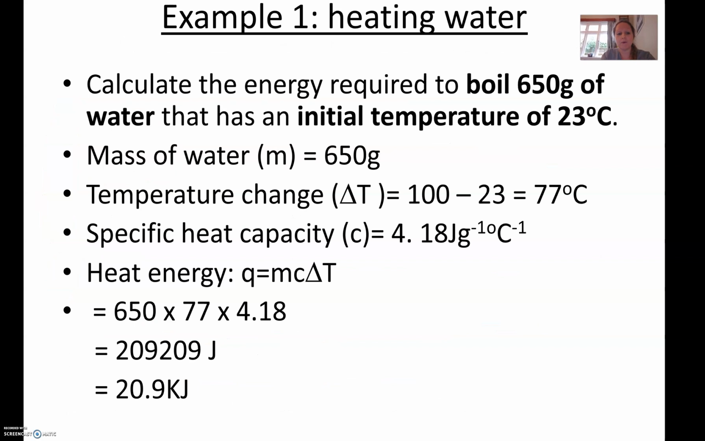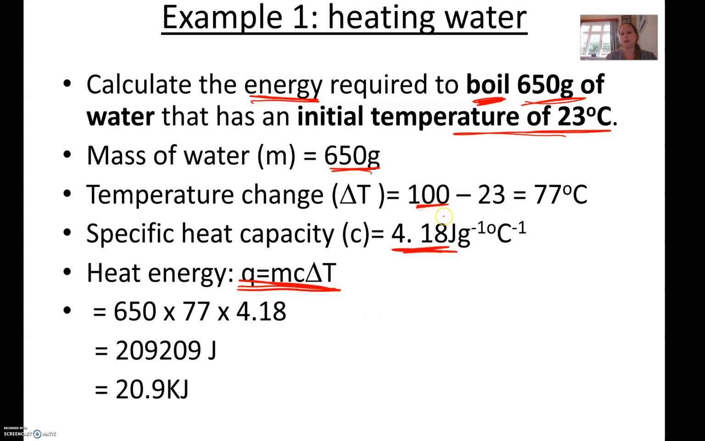So here's an example calculation. It says here, calculate the energy, so not enthalpy, just energy, required to boil 650 grams of water that has an initial temperature of 23 degrees. Water boils at 100 degrees. So let's go through it. We've got to know this equation off by heart. Q equals mc times change in T. The mass of water is 650 grams. Specific heat capacity is given. Change in temperature of the water.